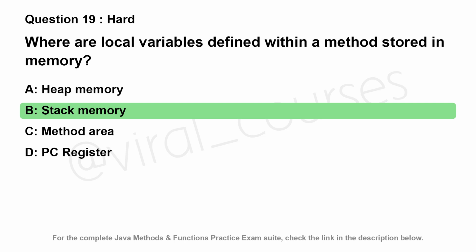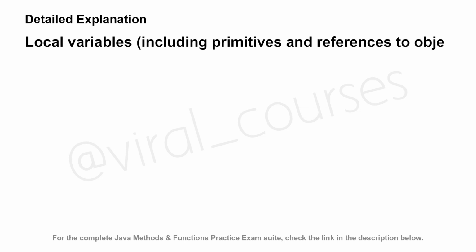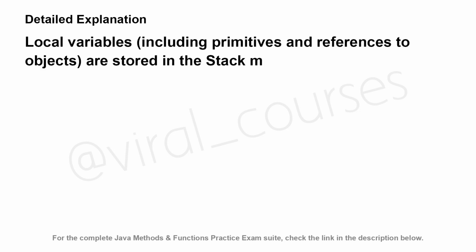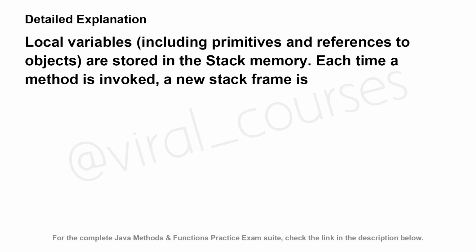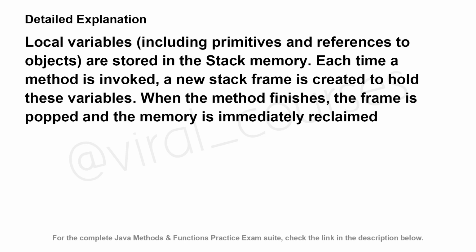The correct answer is B. Local variables, including primitives and references to objects, are stored in the stack memory. Each time a method is invoked, a new stack frame is created to hold these variables. When the method finishes, the frame is popped and the memory is immediately reclaimed.